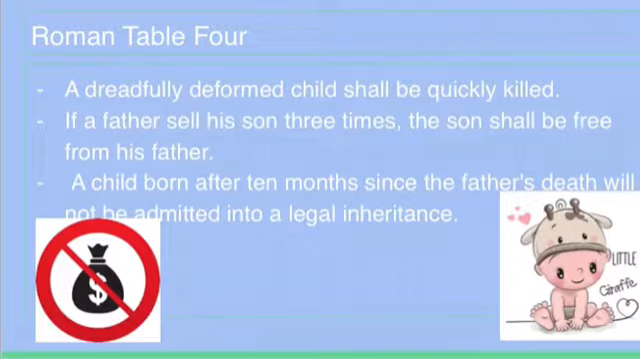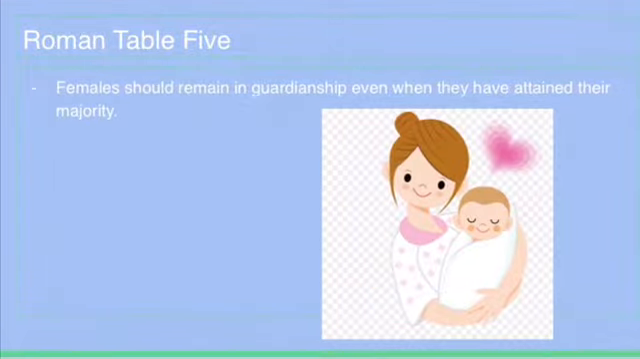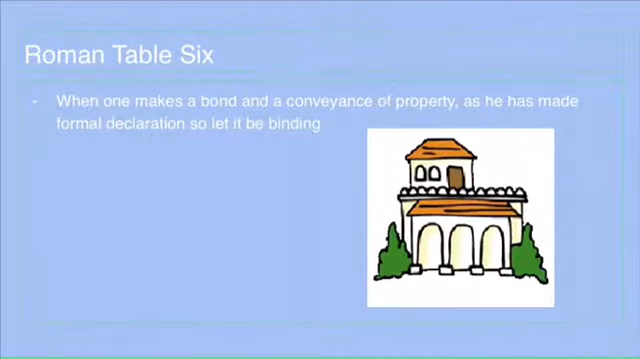If a child is born at least 10 months after the death of their father, then that child will not get his or her father's inheritance. Table 5. Even if the mother has succeeded in filling her house, she may still keep the child that she gives birth to. Table 6. When someone has transported themselves to a piece of property, they have shown through their actions that this is their property.